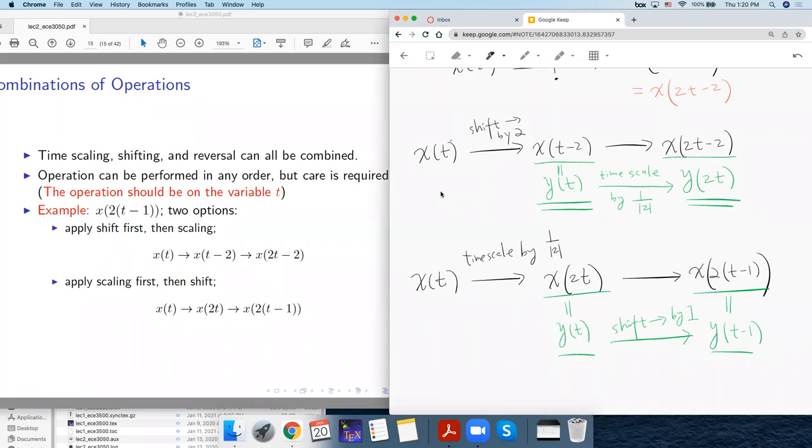And then if you compare these two different paths, you will see that the time scaling operation is the same. We always do a time scaling by 1/2, but the time shifting part is different. If you follow the first path, in the first operation we shift to the right by 2. But if you do the shifting in the second step, after time scaling, you only need to shift to the right by 1. So depending on the order of these two operations, the shifting part will be different. You need to be very careful when you combine basic operations. But in practice, you can always stick to one of them, depending on which path you like.